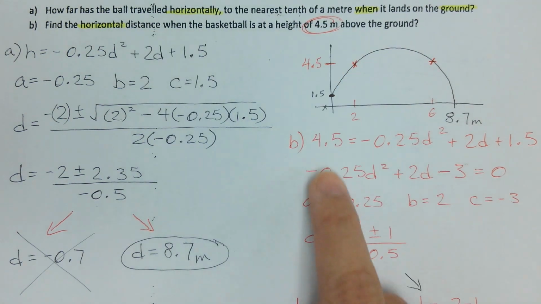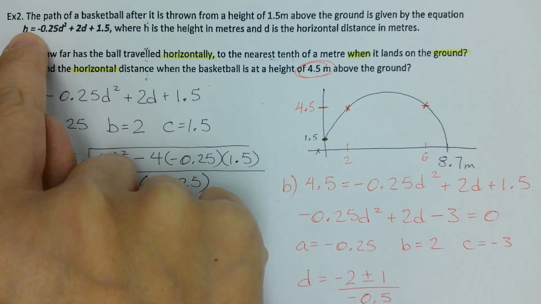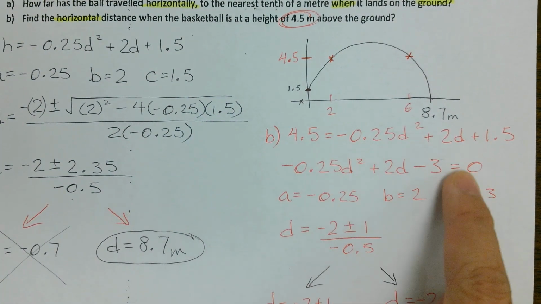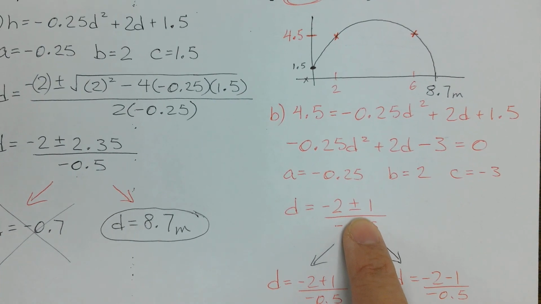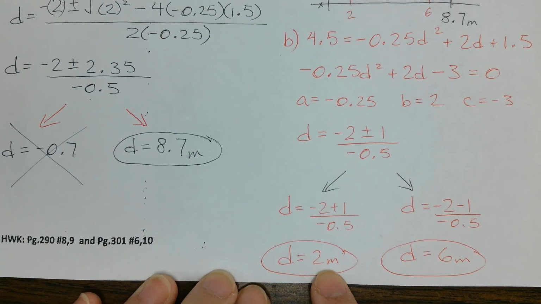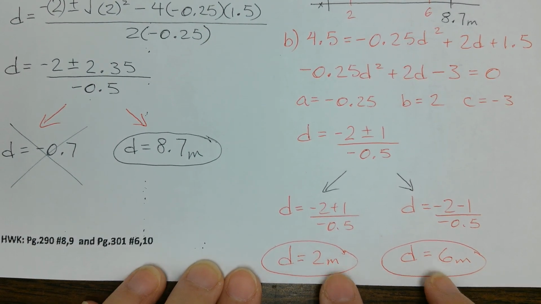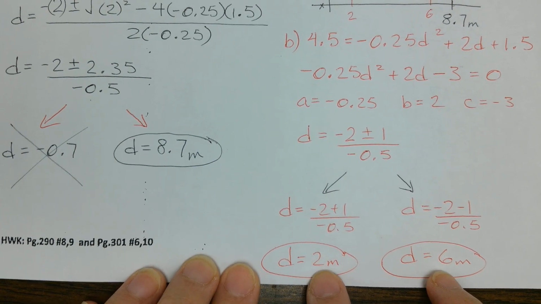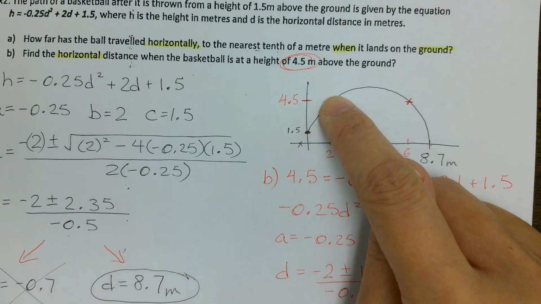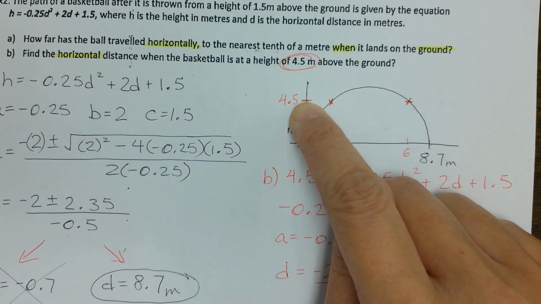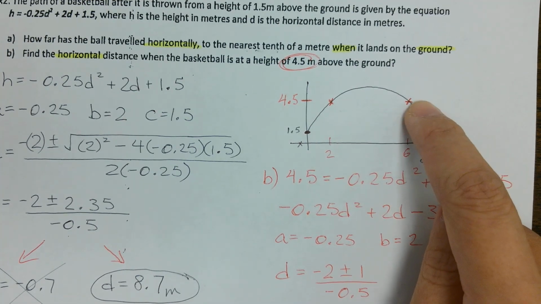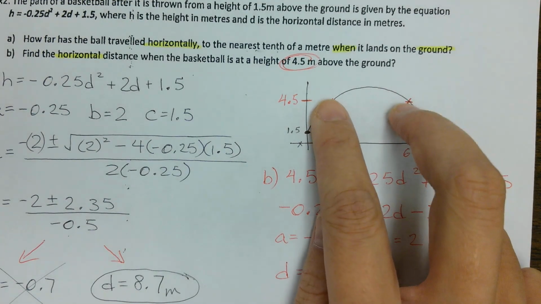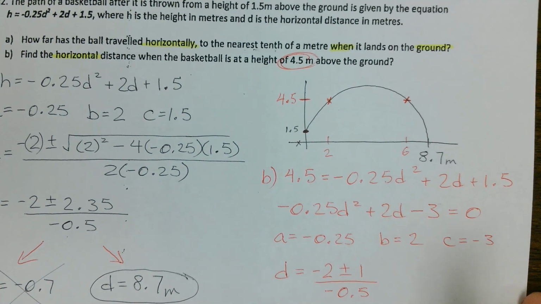So with a height of 4.5, I'm going to substitute 4.5 for h. After I sub it in and move it over, I have it in standard form, a, b, and c. I'm going to do the quadratic formula again. When I do, I get 2 positive answers, and this time I'm going to take both answers. I'm going to accept both because the question was asking when does the ball have a height of 4.5 meters. So at the 2 meter mark and also at the 6 meter mark. One on the way up, one on the way down. So in this case, it has 2 valid answers and I'm going to take both.